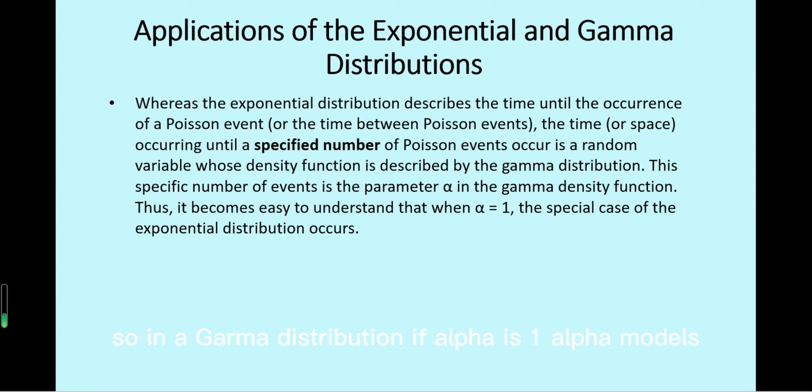In a gamma distribution, alpha models a specified number of Poisson events. If we only model the time until one event occurs, this random variable time interval is exponentially distributed. But if we want to know, for example, the random variable of time until the next 3 events occur, then alpha equals 3. So this is a gamma distribution, not an exponential distribution, because the exponential distribution is only for the time t until the next one event occurs, right?